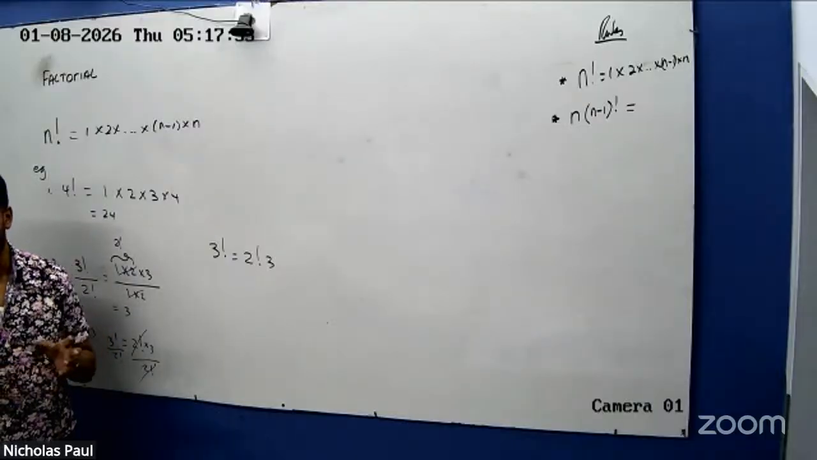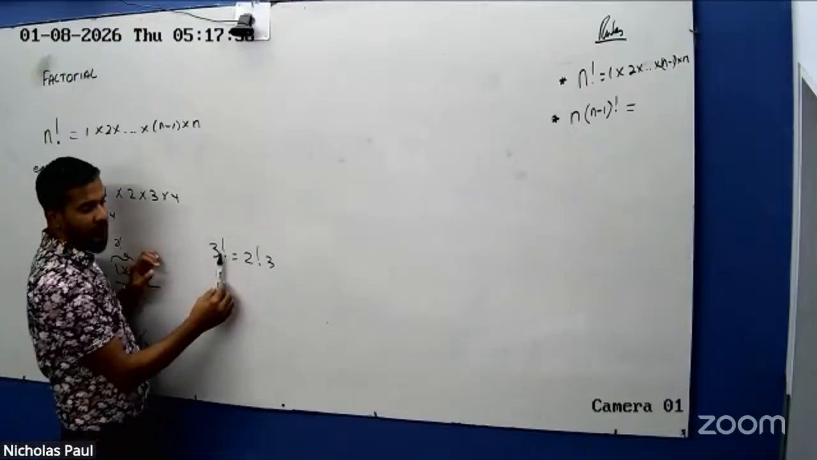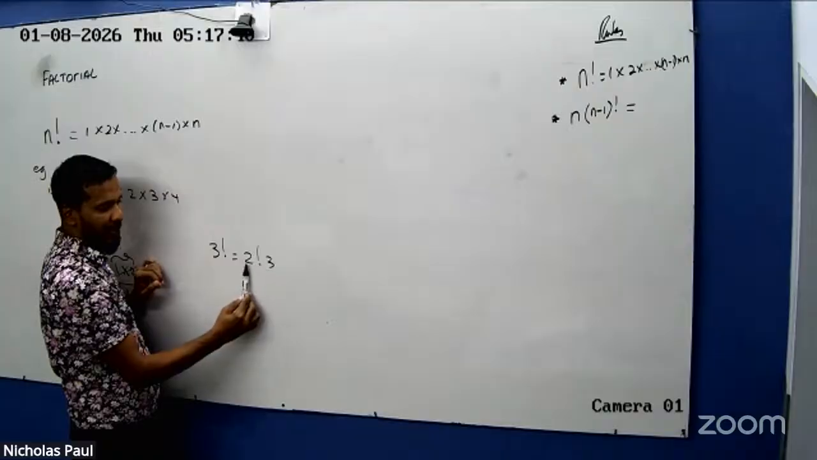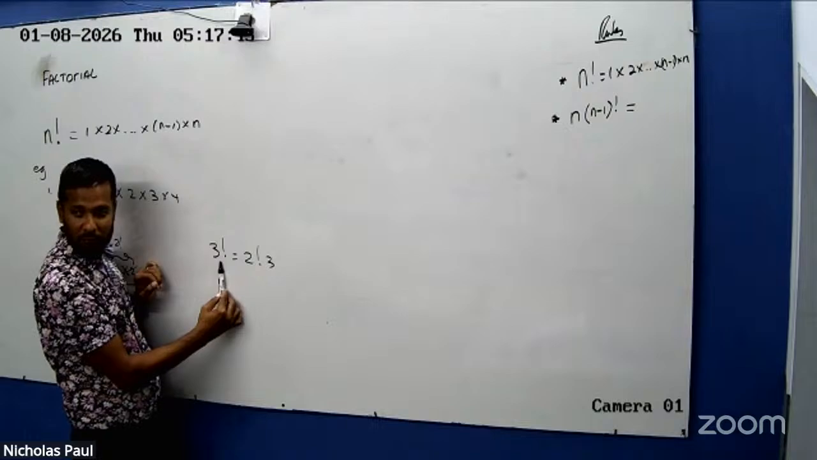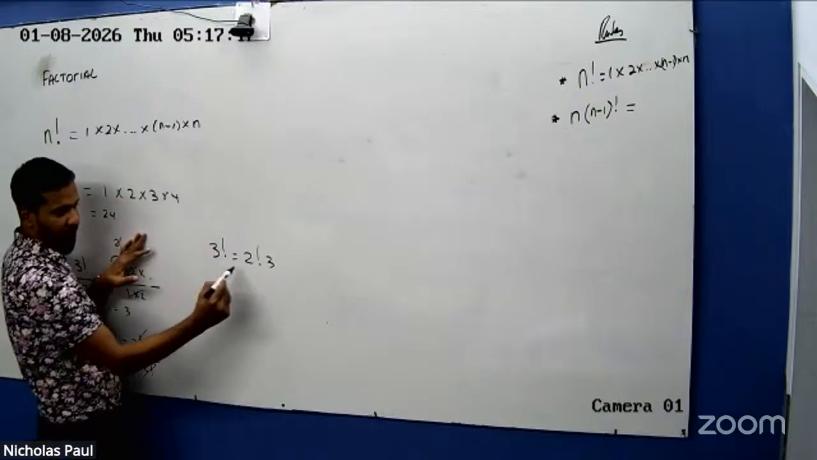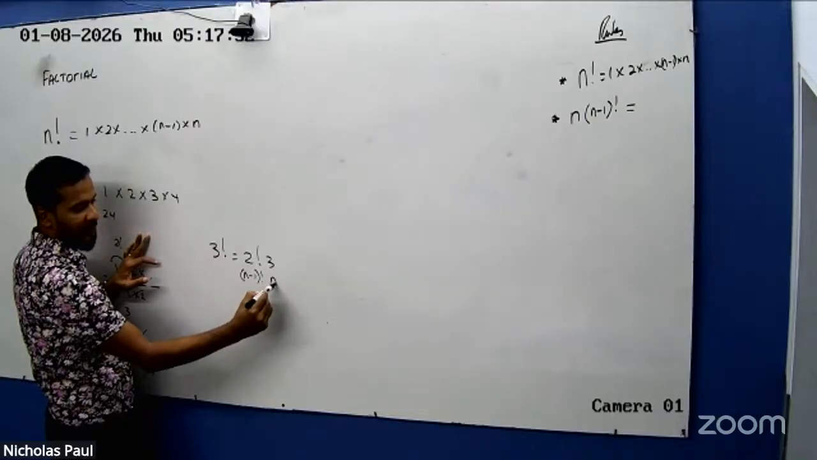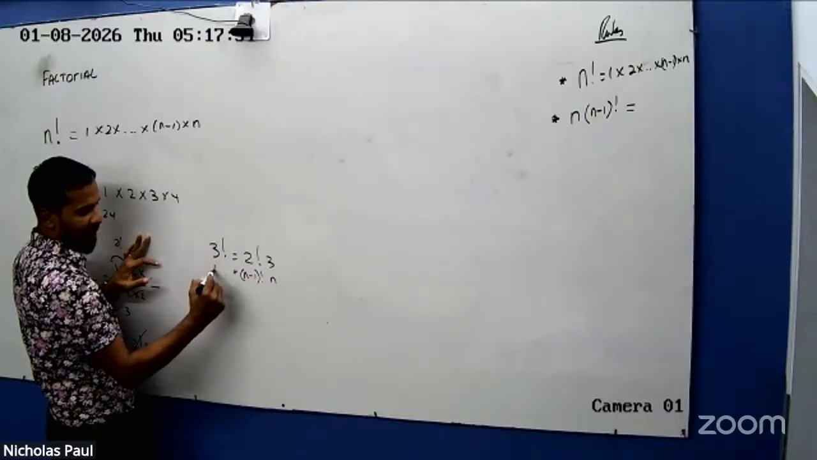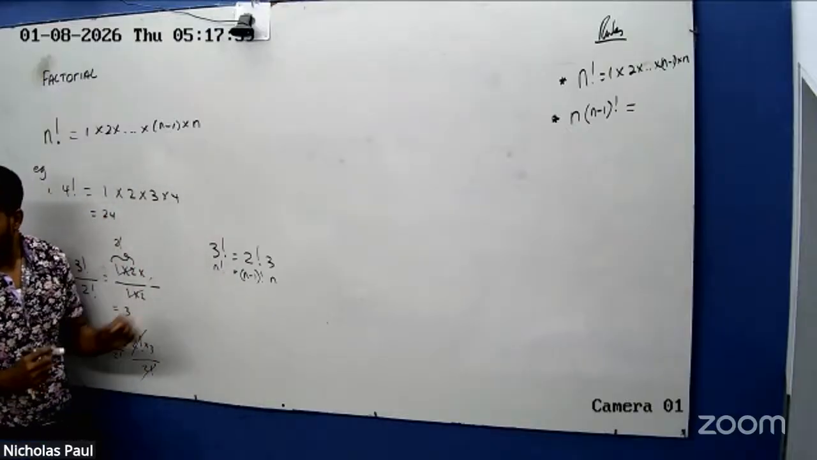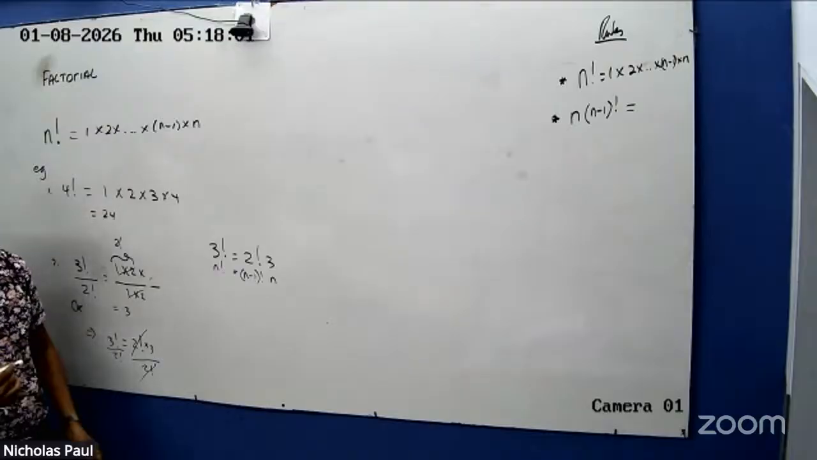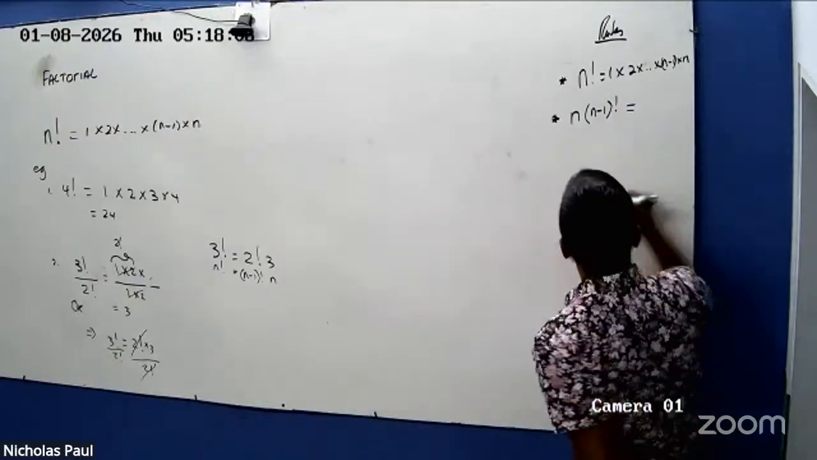Stay all together. What do you think is n multiplied by n minus 1 factorial? It is n factorial. You're seeing that? This is n minus 1 factorial times n, so therefore the answer should be n factorial. So the rule is that.